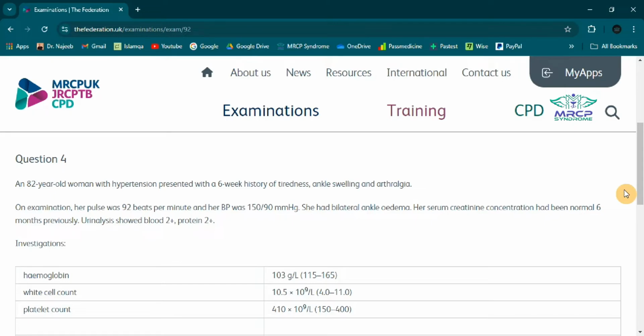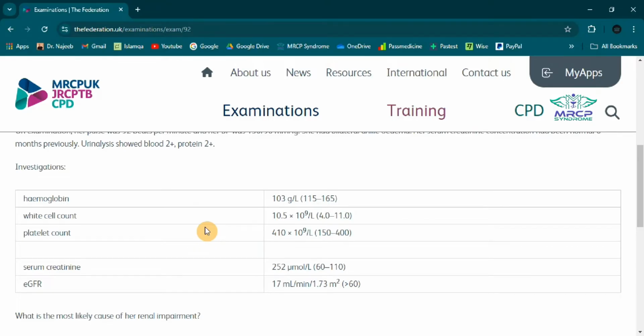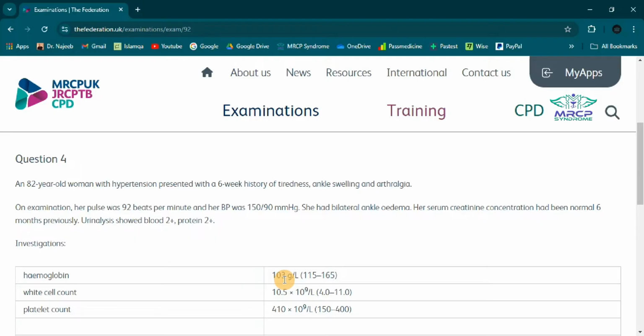So this 82-year-old woman with a history of hypertension presented with a 6-week history of tiredness, ankle swelling, and arthralgia. On examination, her pulse rate is 92 beats per minute, blood pressure is 150 by 90. The patient has bilateral ankle edema. Her urine analysis shows significant hematuria and significant proteinuria, but this is not within the nephrotic range, and it is not macroscopic hematuria. The laboratory investigation shows features of anemia, elevated white cell count and elevated platelet count, significantly elevated serum creatinine, and a markedly reduced eGFR. Her creatinine was normal 6 months previously.